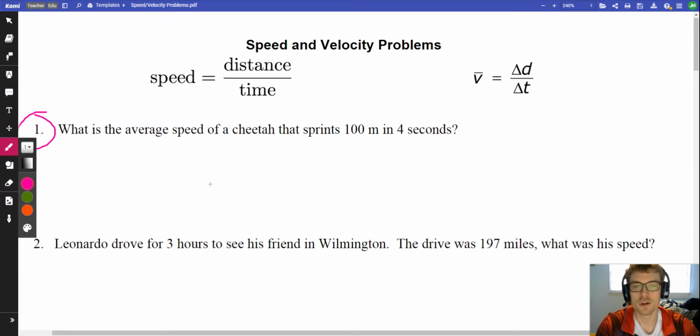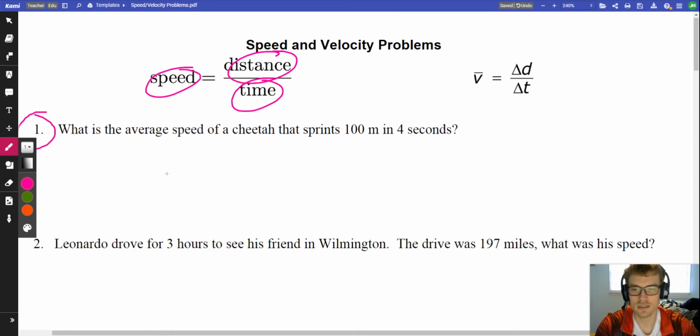Okay. There are three things that we need to figure out because there are three parts to our speed equation: speed, distance, and time. The question is asking, what is the average speed? So that means that we don't know the speed. So what we're going to do is we're going to rewrite this basic formula, but we're going to be subbing in the things that we know.